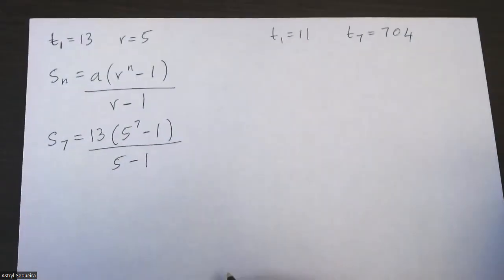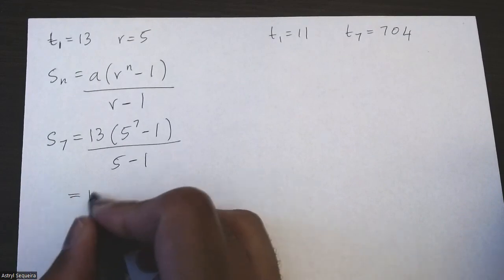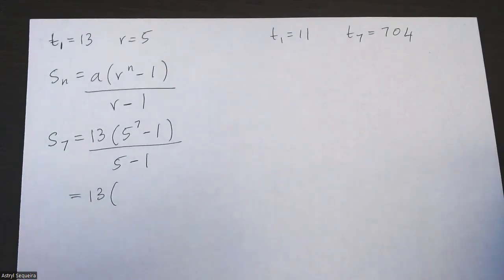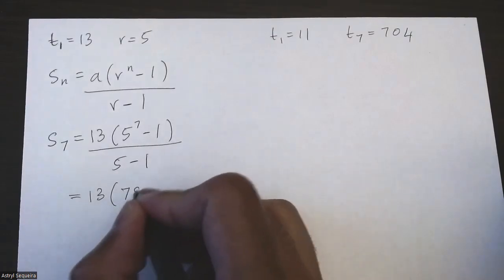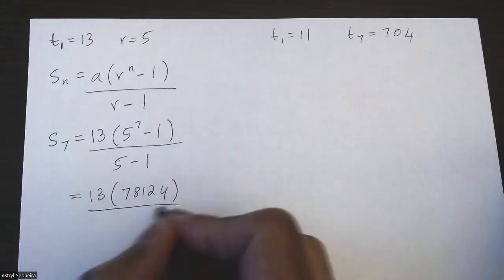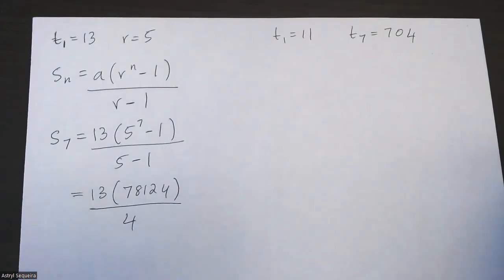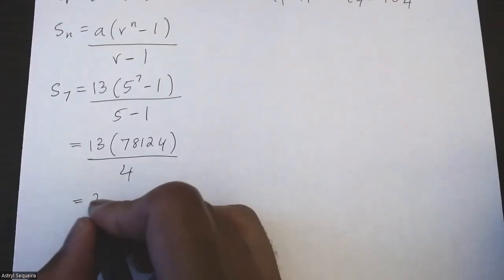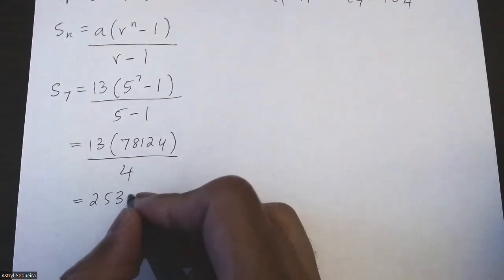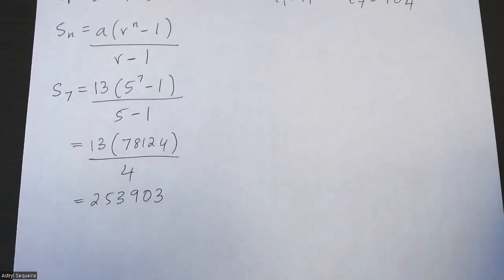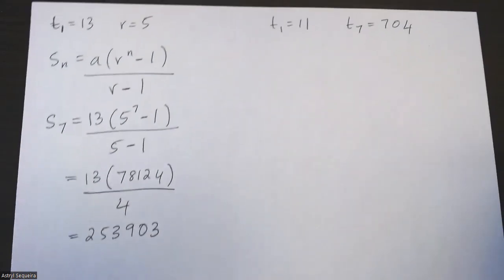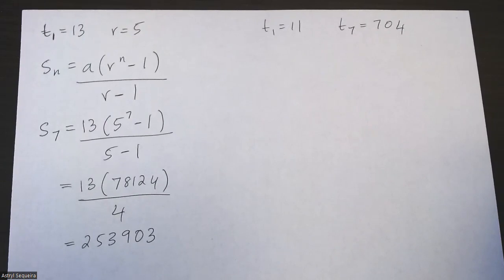And then we want to complete this calculation over here. So 13 times (5 to the power of 7 minus 1), which is 78124, divided by 4, and I'll put this in my calculator as well. And I get the sum of the first 7 terms to be 253,903. So that was a pretty simple question, just the basic one and learning how to do the formula.